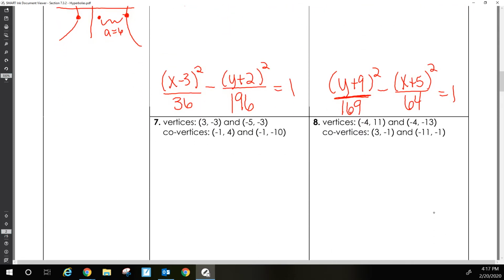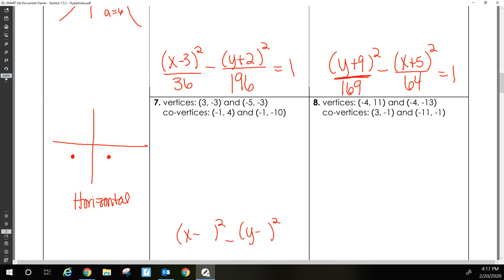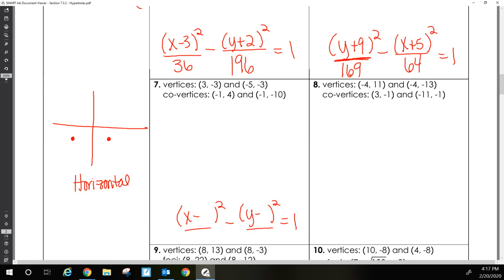Alrighty then. Let's try to do these two. All right, my vertices are 3, -3. So 3, -3 here, -5, -3 is over here. Since these are my vertices, this is going to be horizontal. It's going to open left and right. This horizontal, I know x comes first, minus y. We're going to find the center. So I can use either of these points. The midpoint between either of them will give me my center.